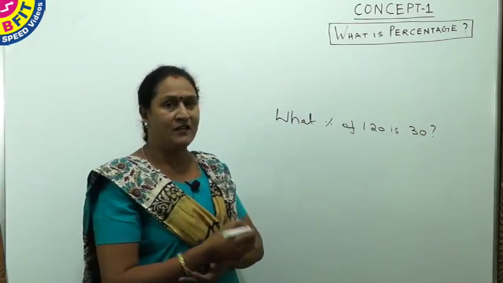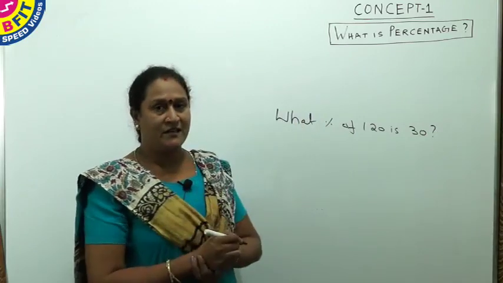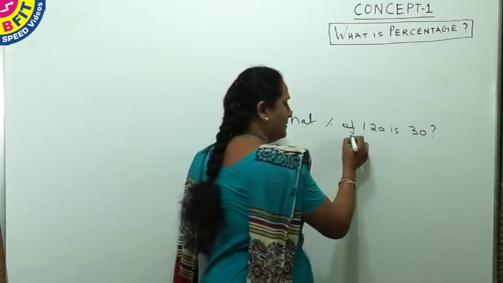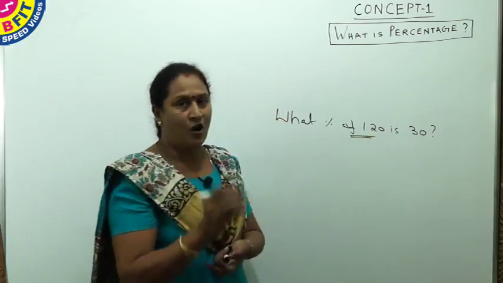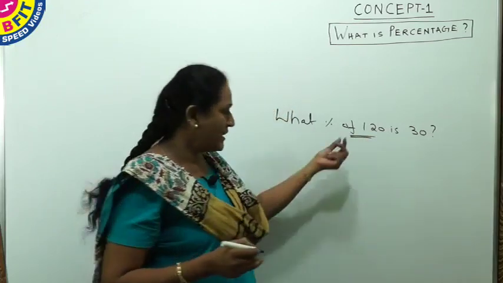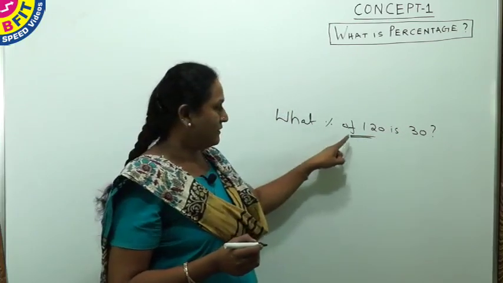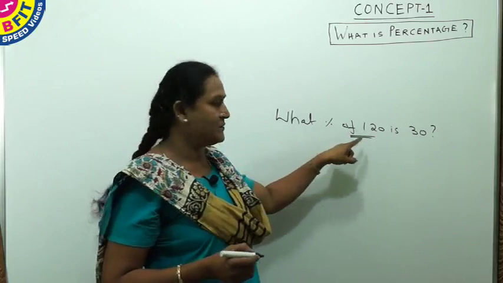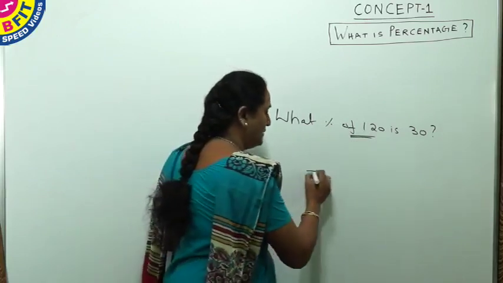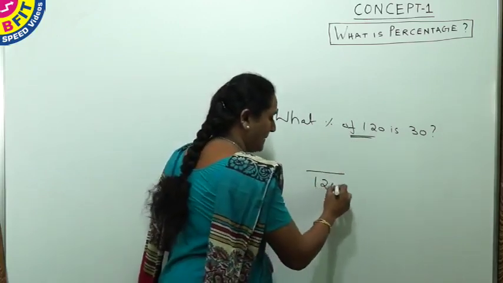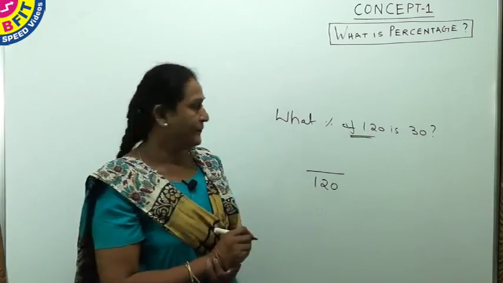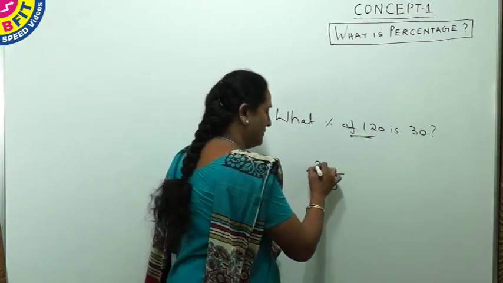Now how will we proceed with the working? Which is the base here? Always remember, the one which comes after "of" will be the base. Based on this we are checking 30 is what percent. Here the one which comes after "of", that is 120, will be the base, so write it in the denominator and 30 in the numerator.